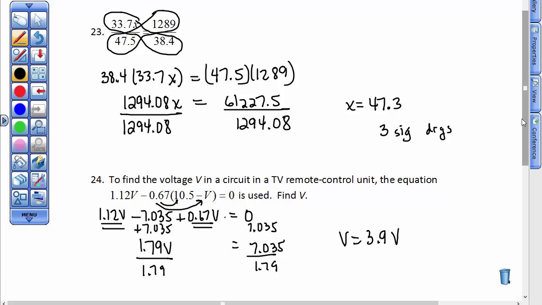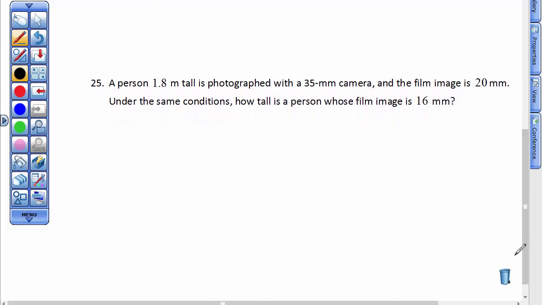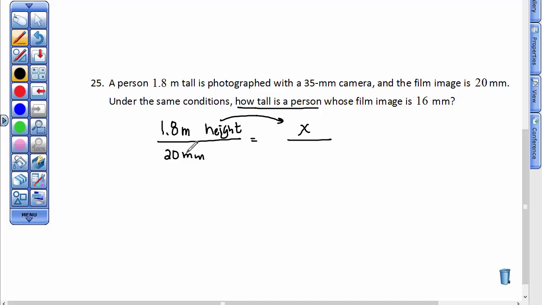I'm going to try to squeeze this last one in and hope you aren't getting too much at one time. Read this at your leisure, but I'm just going to set up the proportion. It says that a person who is photographed is 1.8 meters. That is their height. And the film image of that person is 20 millimeters in size. So if we were under the same conditions, what I want to know is how tall is a person. So I want to know their height. So over here I'm going to put an x in setting up a proportion, because this relationship should be the same under the same conditions.